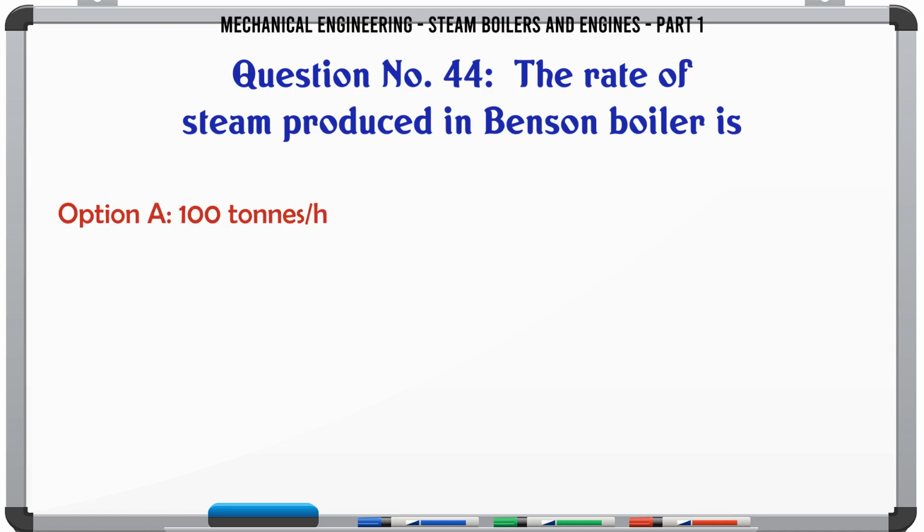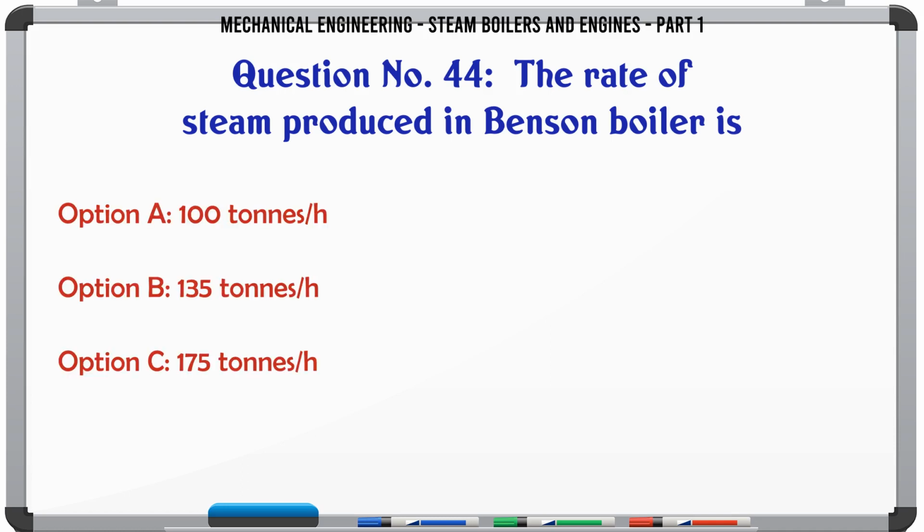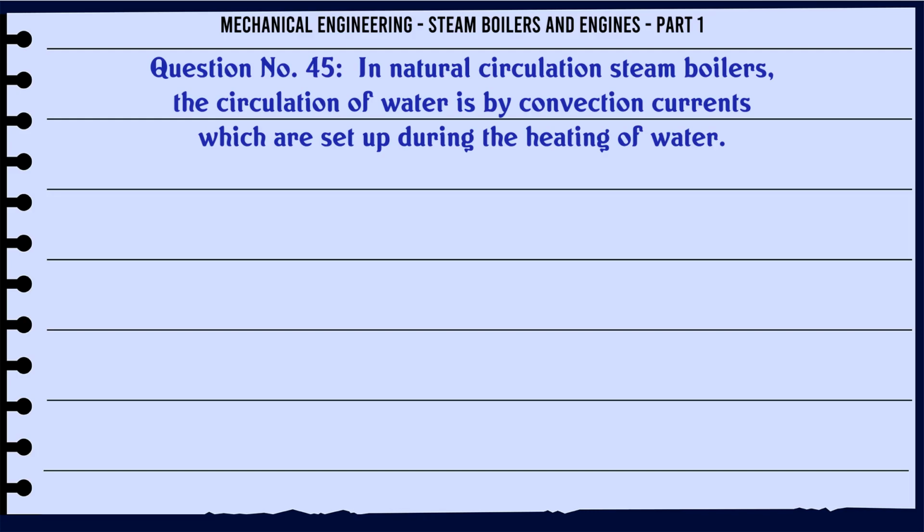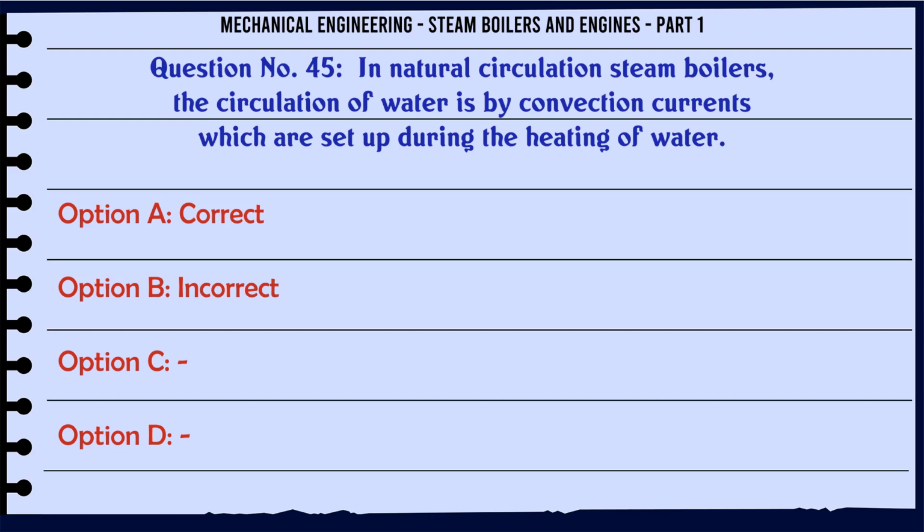The rate of steam produced in Benson boiler is: A. 100 tons/h, B. 135 tons/h, C. 175 tons/h, D. 250 tons/h. The correct answer is 135 tons/h.